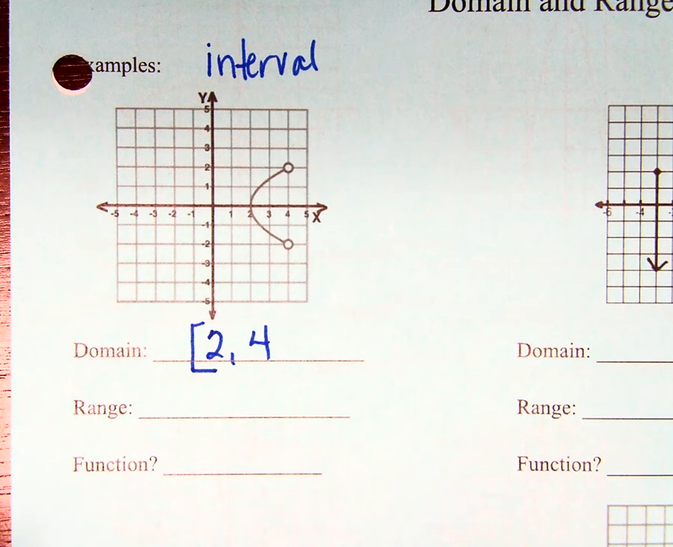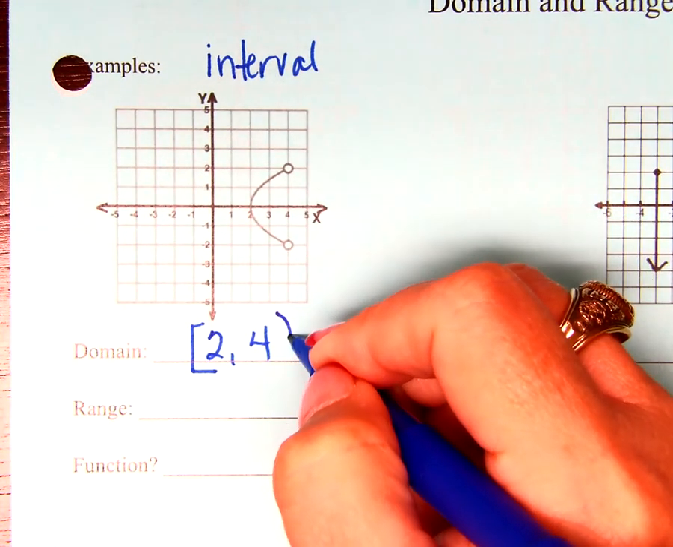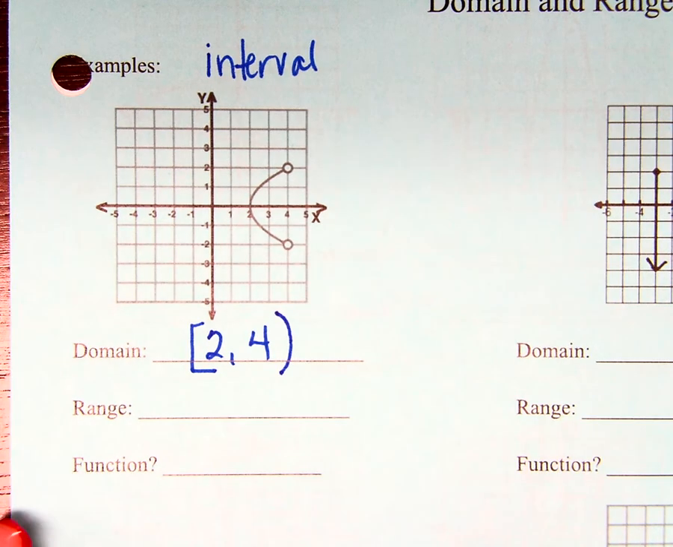I've heard some yeses and some nos. I'll tell you right now, one of those is the correct answer. Why do you think it's no? Oh, it's an open circle, right? It's not a filled in dot. So the 4 is not part of the domain. Yep. If it is part, you put a bracket.